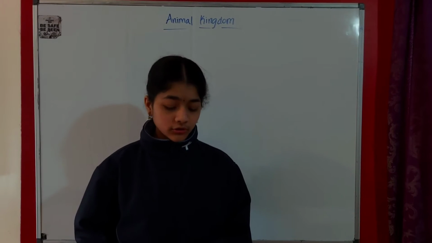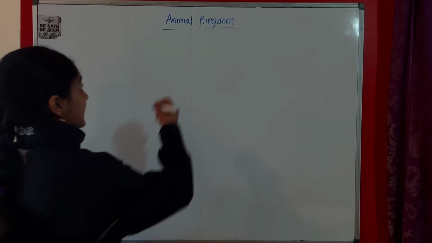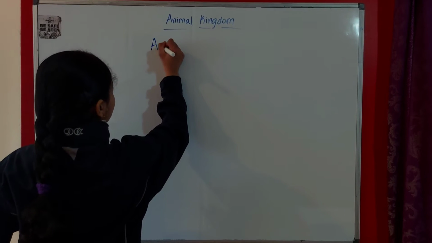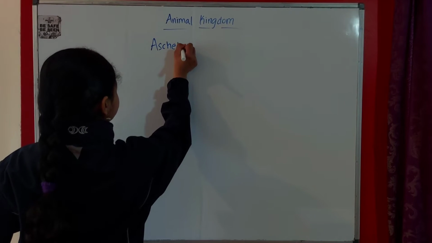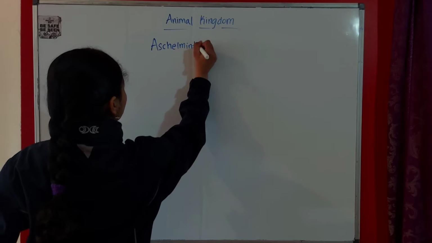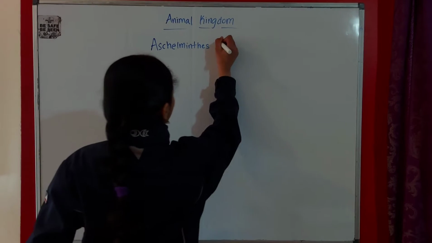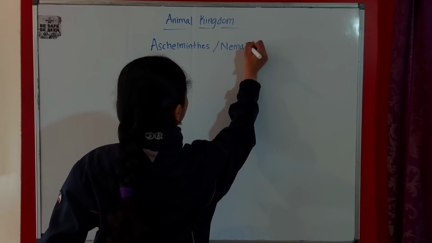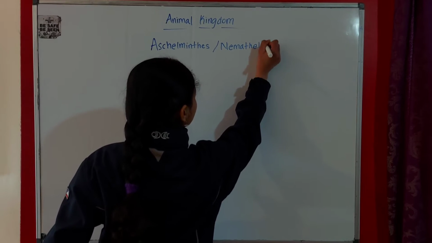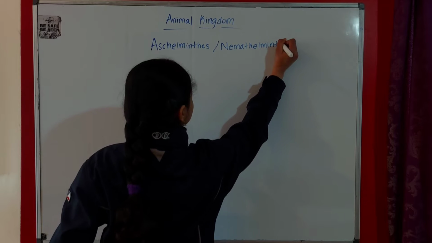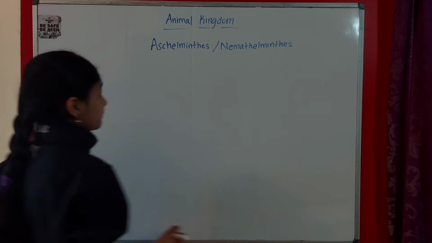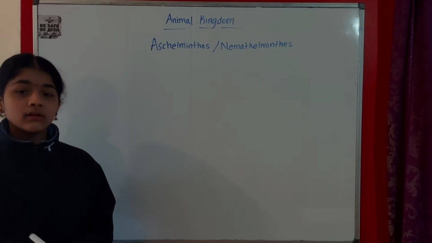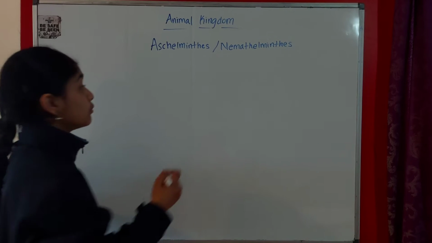In this video, we're going to discuss the phylum Aschelminthes. This can also be termed as Nemathelminthes. Aschelminthes or Nemathelminthes both mean the same thing. This phylum is commonly called roundworms.